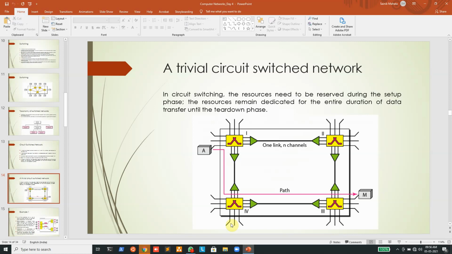So this is what we discussed earlier, that during the setup phase, if I want to send data from computer A to computer M, and I have a dedicated path for doing that, that dedicated path will first be reserved, then the data will be communicated, and after the communication is over, the channel that we have reserved will be given back to the network.